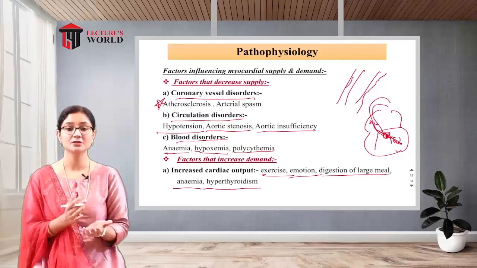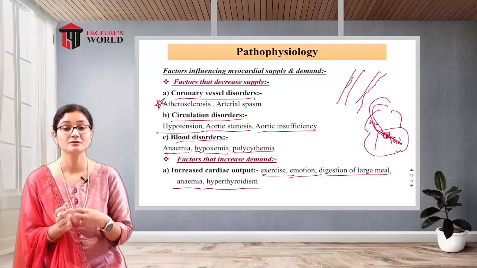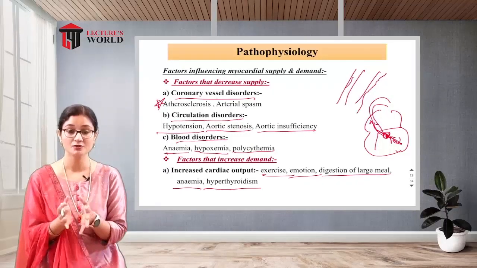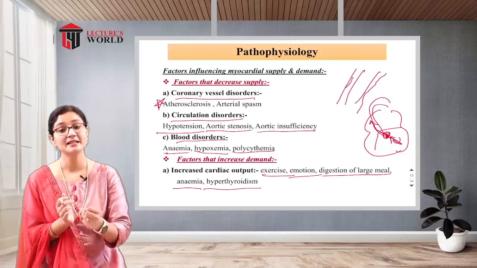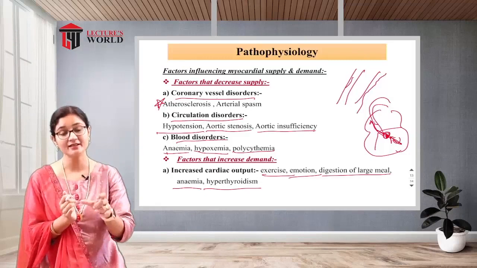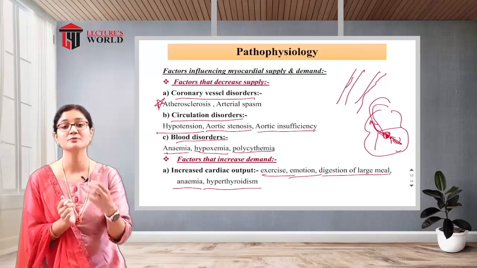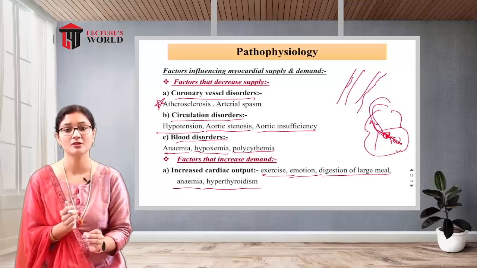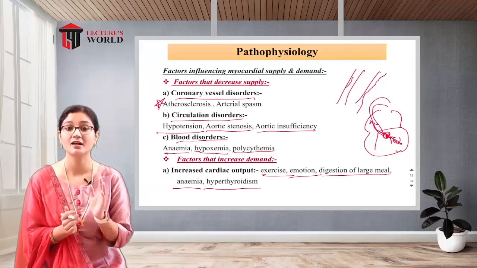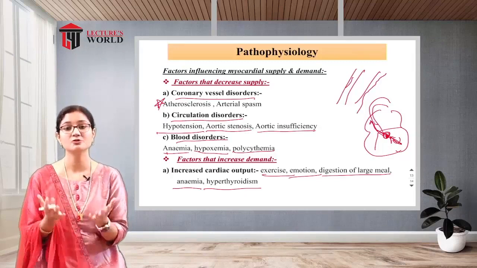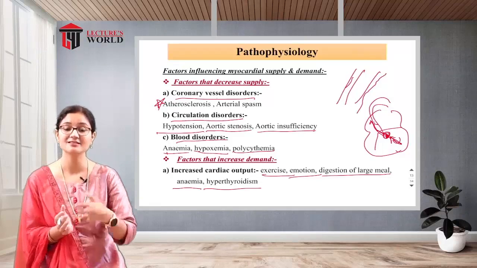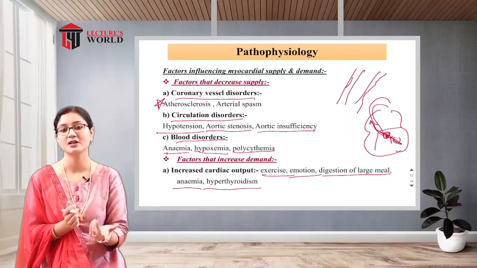Hyperthyroidism: what happens in hyperthyroidism? The thyroid gland is releasing an increased amount of thyroid hormones. Because of this, demand is increasing. There is a high metabolic rate, and to maintain this high metabolic rate, the heart has to beat faster. Most commonly, a hyperthyroidism patient has tachycardia. The heartbeat is always more than 100 beats per minute, so it has to cope with this. So in hyperthyroidism, people have increased demand because the heart is beating faster.